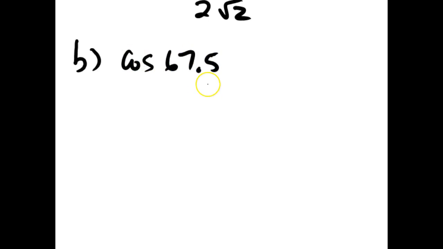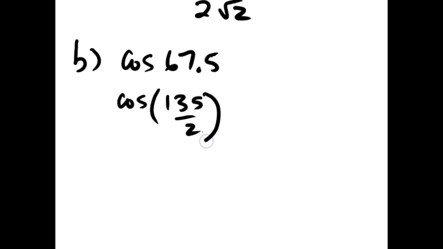B has a decimal. B was cosine 67.5. The 0.5 will tell you you're going to have to use a half angle theorem. If I change this decimal to a fraction, I get cosine 135 over 2. Note, 67.5 is in the first quadrant, so in my rule, I will use the plus and not the minus. Where is 135 found? This is 90, so it'll be found right here.